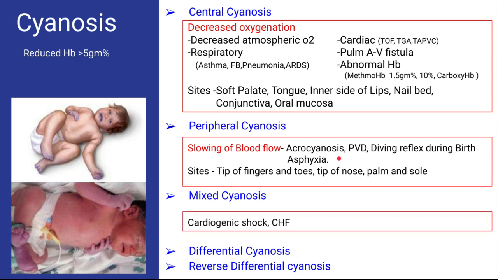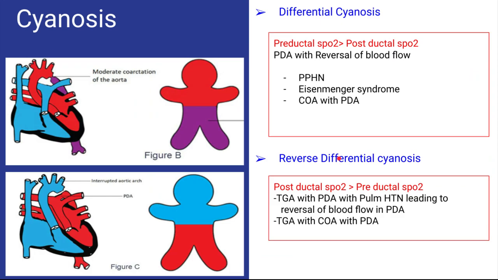Next is mixed cyanosis, which has both mechanisms, decreased oxygenation as well as slowing of blood flow, like in cardiogenic shock or CHF. Then next is differential cyanosis. Differential cyanosis is a condition where the upper part of the body is pink and the lower part is cyanosed.